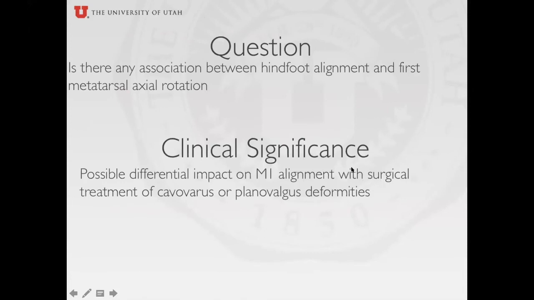So the question that we had going into this study was, is there any association between hindfoot alignment and first metatarsal axial rotation? Clinical significance of this, and the reason why it matters, is there a possible differential impact on how we should be treating first ray alignment? If there is a rotational deformity, should we be correcting this in the surgical treatment of cavovarus or planovalgus deformities? And ultimately, does that make a difference for our patients?